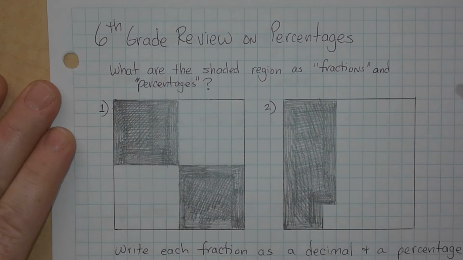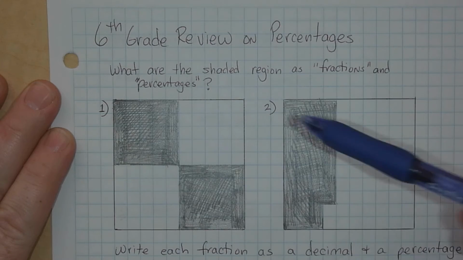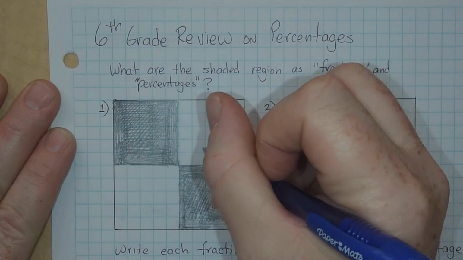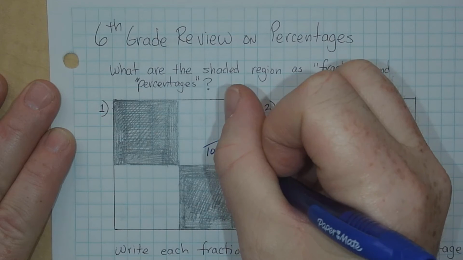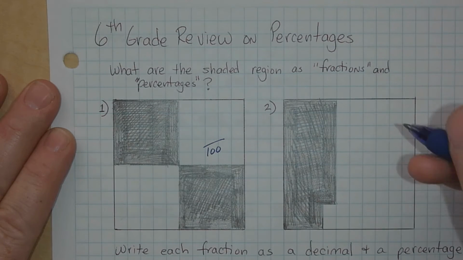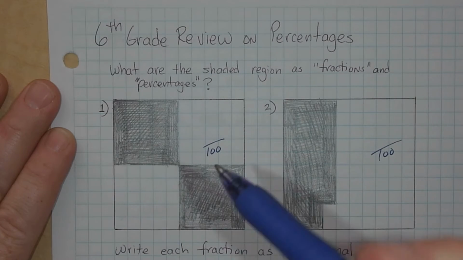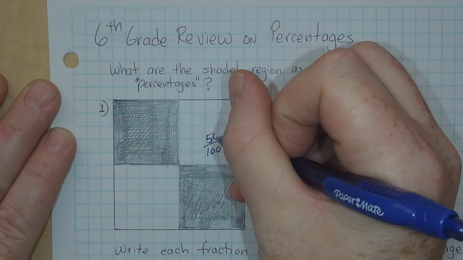So here you can see that this is a 10 by 10 grid, which means that there's 100 squares here, right? So as a fraction, we're going to count it out of 100 for both of these. So we're going to look at the shaded region. You can see this is a 5 by 5 here and another 5 by 5. So there's 25 here and there's 25 here. You add those together, obviously you're going to get 50.